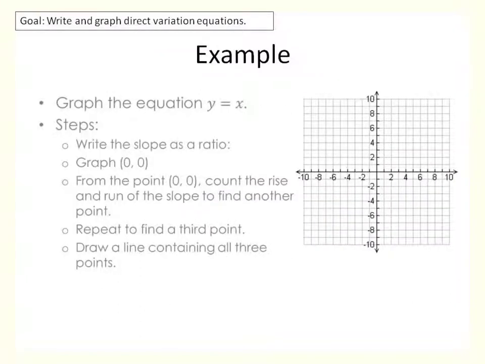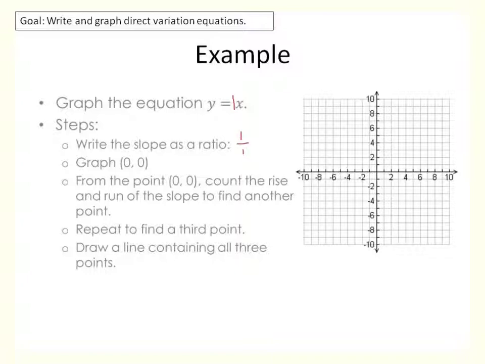So we want to graph the equation y equals x, and this is the most basic equation we can have that has a slope. And so here I have 5 steps for graphing any line, and you might want to jot them down. The first thing is to know what your slope is as a ratio. So what is our slope of this line? Well, our slope is 1 because it's y equals 1x, and so then our ratio would be 1 over 1.